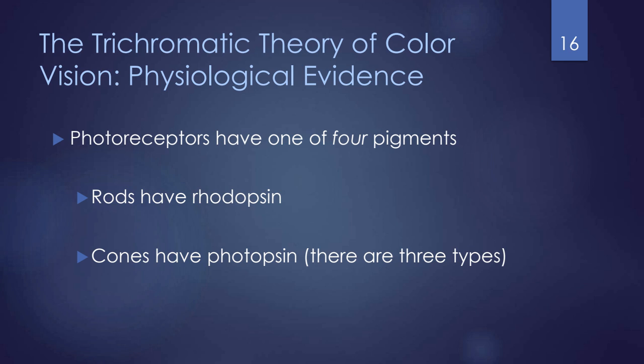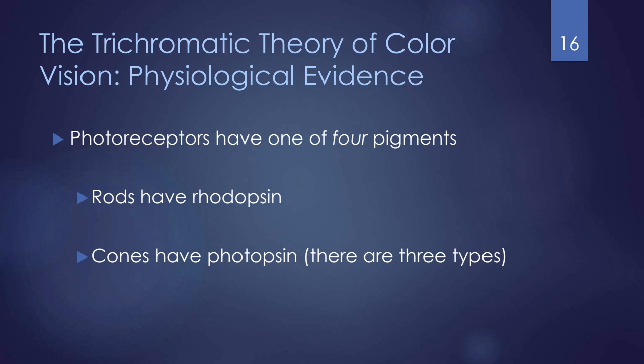So our photoreceptors have one of 4 types of visual pigments. Each photoreceptor has only one of the 4 types. One of these pigments is going to be rhodopsin. Rhodopsin is what rods have, and it is also a type of opsin protein. It just happens to be the one found in rods.